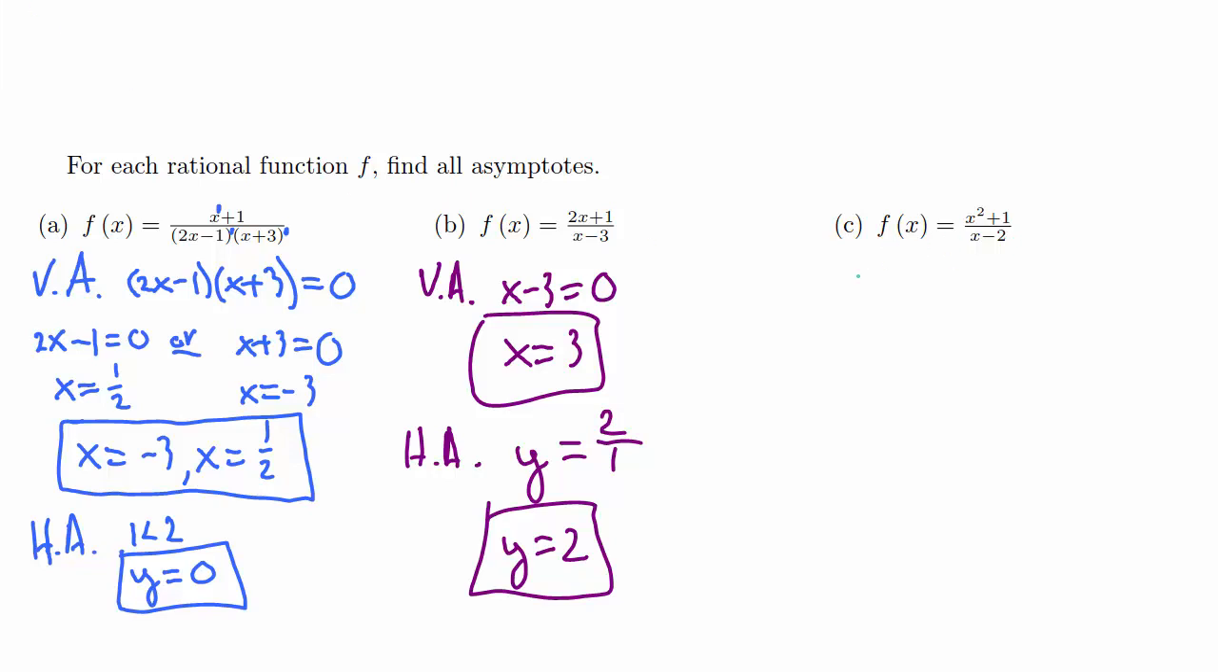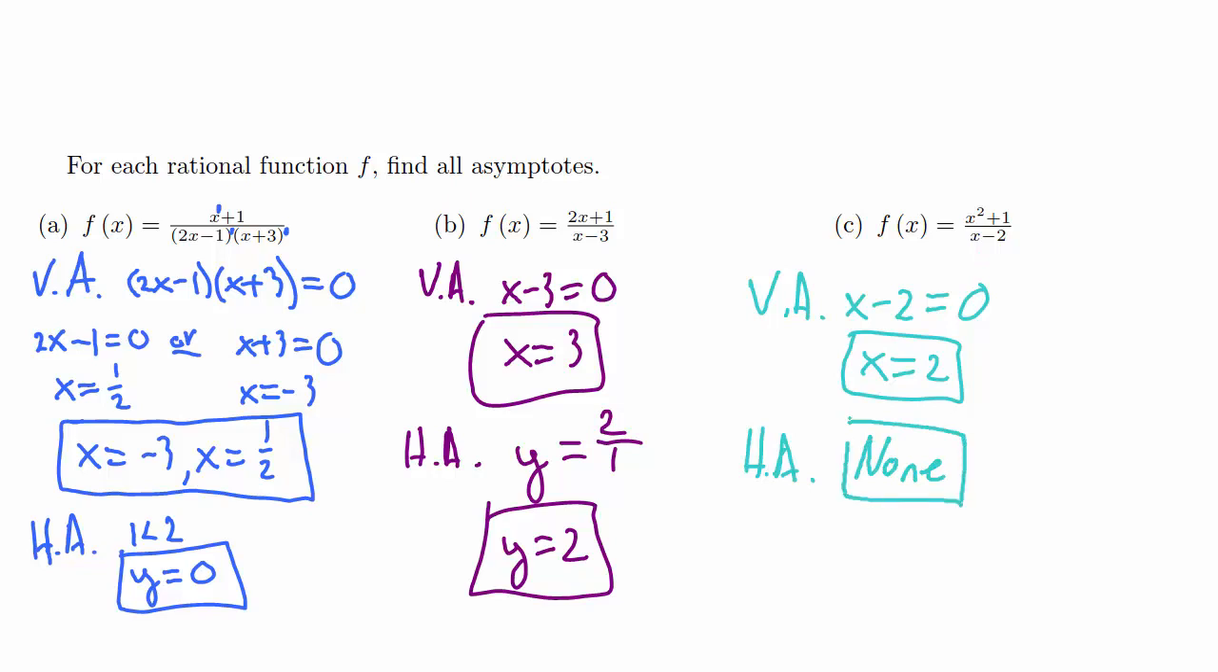For C, again, for the vertical asymptote, we set the denominator equal to 0. X minus 2 equals 0. Add 2 to both sides, so x equals 2 is the vertical asymptote. Then we look at the horizontal asymptote. We're going to look at the degrees of the numerator and denominator. The degree of the numerator is 2, the degree of the denominator is 1. So because 2 is greater than 1, there is no horizontal asymptote. It's technically an oblique asymptote, specifically a linear asymptote.